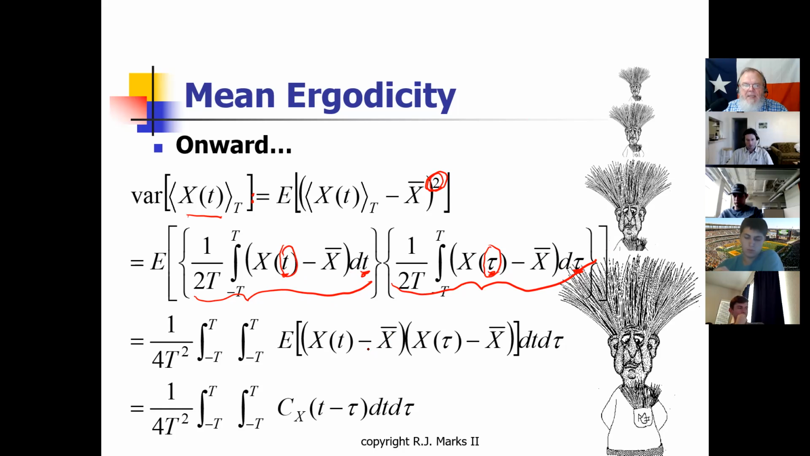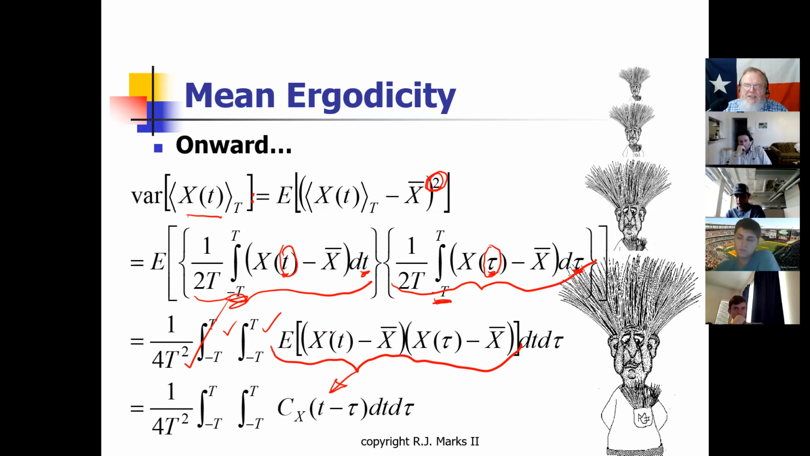So if we do that and we put both of these integrations on the outside, we get this result. We get the integration from minus T to T from the first integral, the integration from minus T to T of the second integral, plus we get the 1 over 2T squared, which is the 1 over 4T squared. And then we get this expression, this expected value of x of t minus x bar, x of tau minus x bar. Well, here's the cool part. If you remember, what is that equal to? That's equal to, drum roll, the autocovariance. That's equal to the autocovariance.